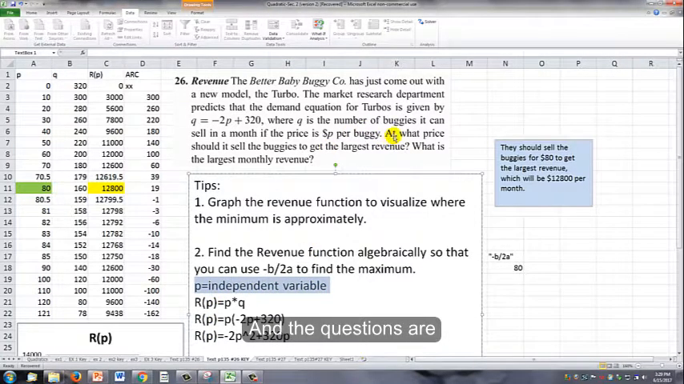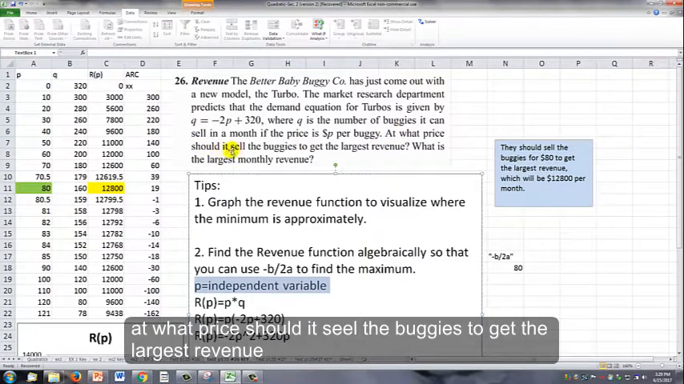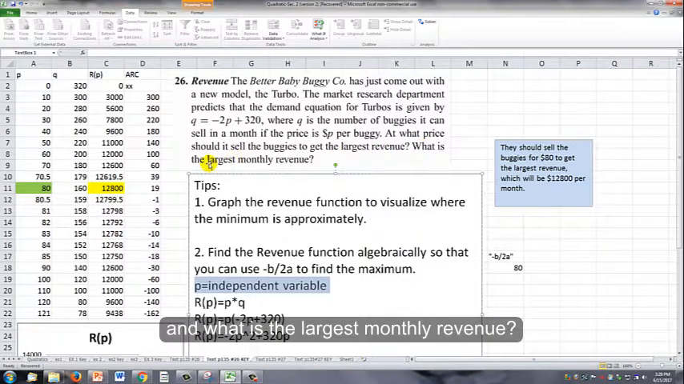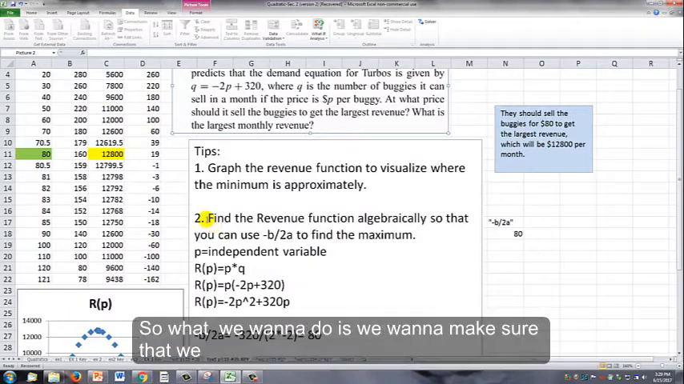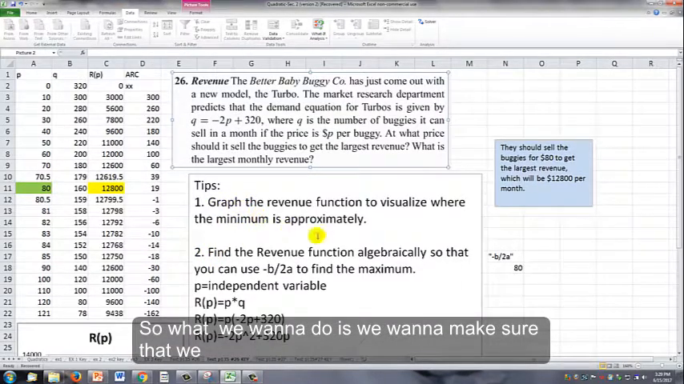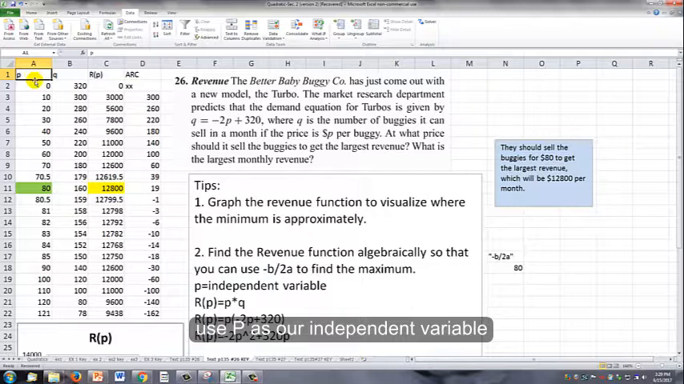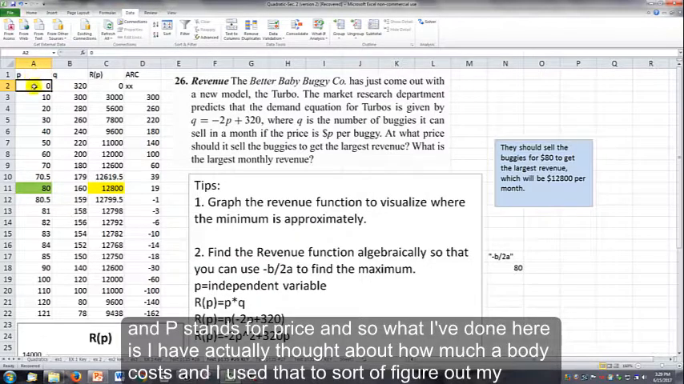And the questions are, at what price should it sell the buggies to get the largest revenue? And what is the largest monthly revenue? So this question is asking you to build a revenue function. So that's kind of review. So what we want to do is we want to make sure that we use P as our independent variable, and P stands for price. And so what I've done here is I have actually thought about how much a buggy costs, and I use that to sort of figure out my domain.